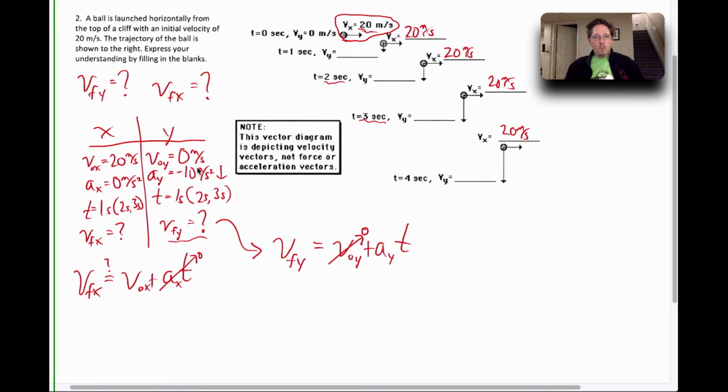In this case, though, we actually have an acceleration, and it's the v original that was zeroed out. So, for 1 second, my v final y, after 1 second, negative 10 meters per second squared times 1 second equals negative 10 meters per second. 10 meters per second down, in other words.